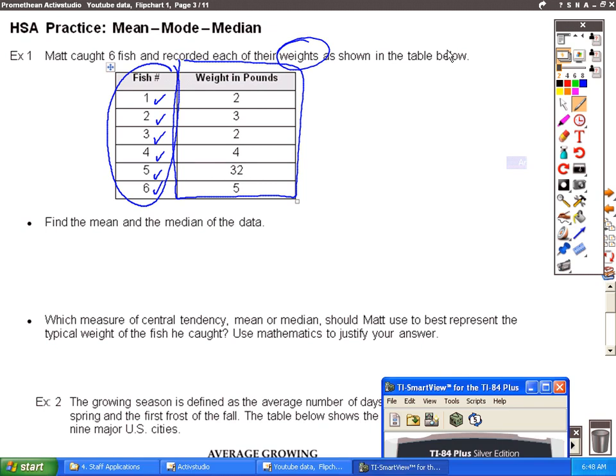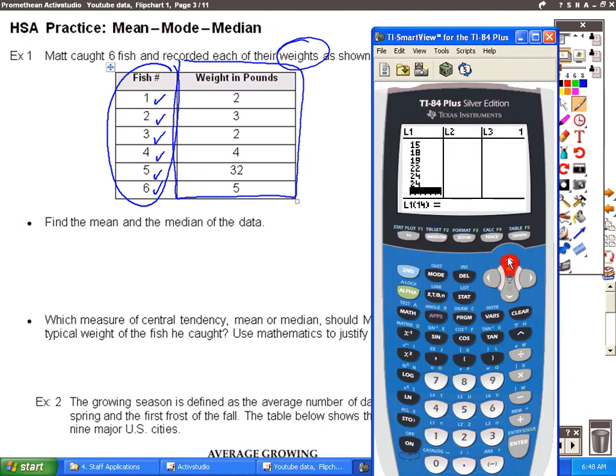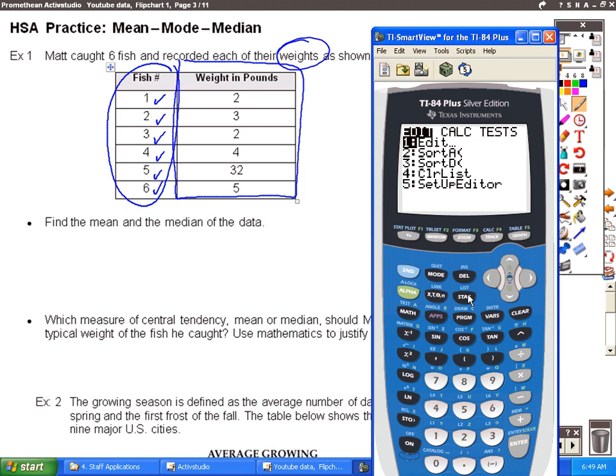So we're going to go back to the calculator. We're going to enter the data in the calculator. Remember to clear. We're going to arrow up, highlight list number 1, clear, enter. All right, we're going to enter our new data: 2, 3, 2, 4, 32, and 5. Okay, we're going to go to Stat. We're going to sort the list again so that we can get the mode. So second L1, and now the list will be sorted when we look at it again.